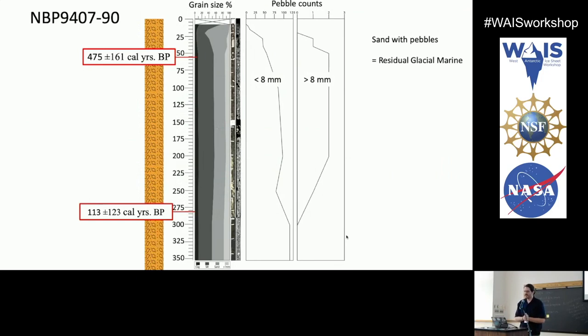So then going to that south core, where I mentioned that it was all very sandy, we believe that this is completely residual glacial marine. It started off as a sandy silt and then moved upwards into a silty sand. We did have two radiocarbon dates from this core: one at 113 years at about 280 centimeters, and then 475 at about 55 centimeters. So clearly there's some type of reworking or remobilization that moved this carbonate down core and mixed it up.